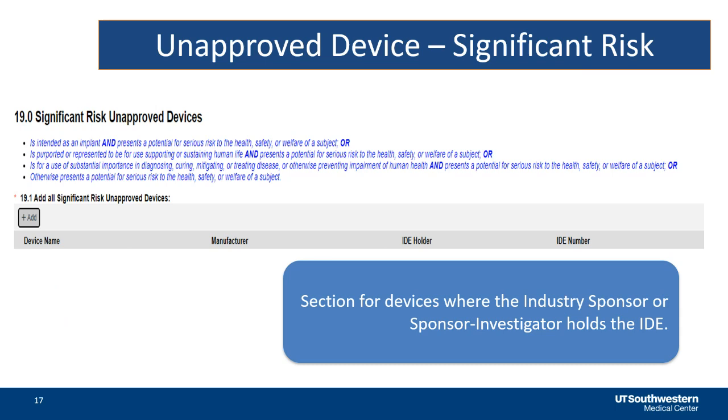Section 19 is meant for those devices that, you guessed it, pose significant risk and are investigational. This means that we expect devices where the sponsor obtained an FDA-approved IDE to be listed and uploaded here. This is why we have the device name, the manufacturer, and also places for you to indicate who the IDE holder is and what the IDE number is that was issued by the FDA. If you are a sponsor investigator and hold the IDE, you would need to indicate this in this section.